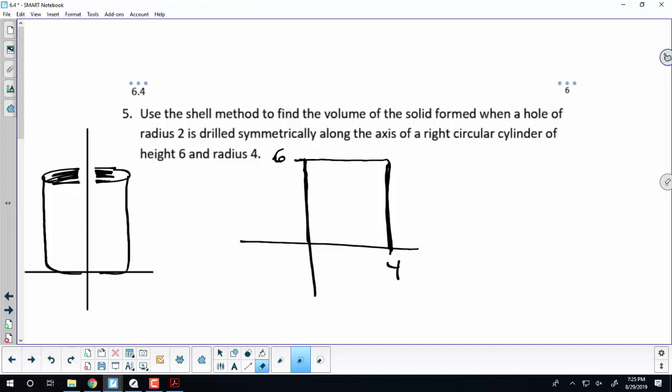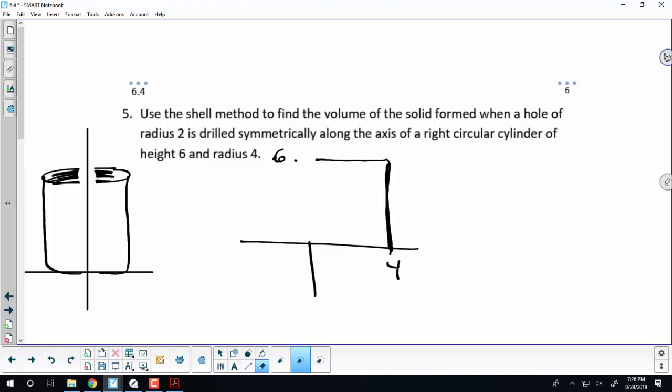Y equals 0. Two different ones. Yeah, to a different one. So what would it be? It can't be 0, because then that fills in the whole thing. So how do we account for the hole? X equals 2, because we're drilling a hole of radius 2 through here, right?